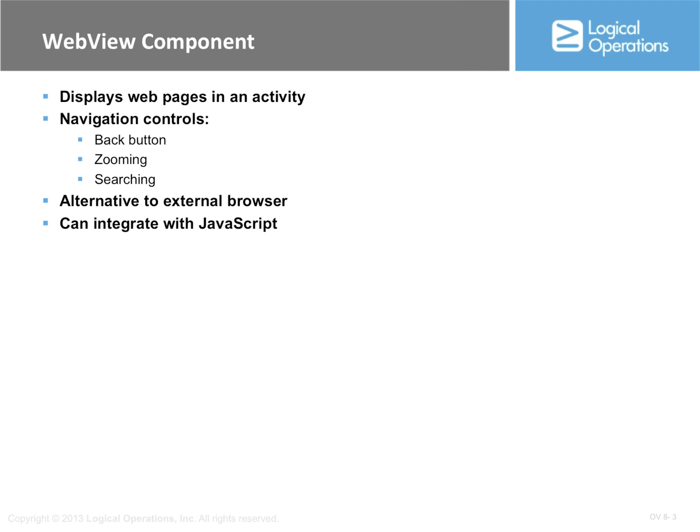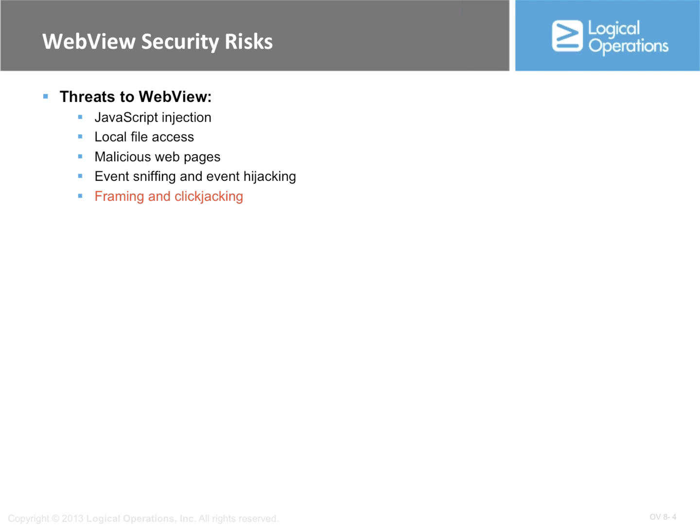It's important to note that it can integrate JavaScript, and we've learned through the modules that Java, while it can be our friend, can also turn against us if we don't employ it safely. So the primary security risks and vulnerabilities we associate with WebView, top of the list: JavaScript injection, local file access, which we've discussed, malicious web pages, since it is an alternative to an external browser, event hijacking and event sniffing, and framing and clickjacking.